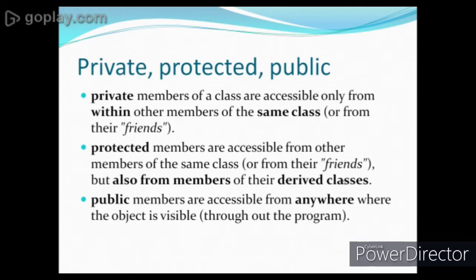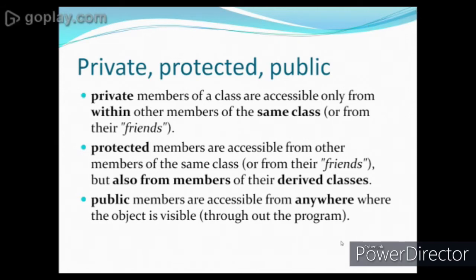For your understanding, just keep in mind that protected members are accessible from other members of the same class and also from members of their derived classes. Next and last type: public members are accessible from anywhere where the object is visible, that is, throughout the program. Public members are accessible anywhere in the program.